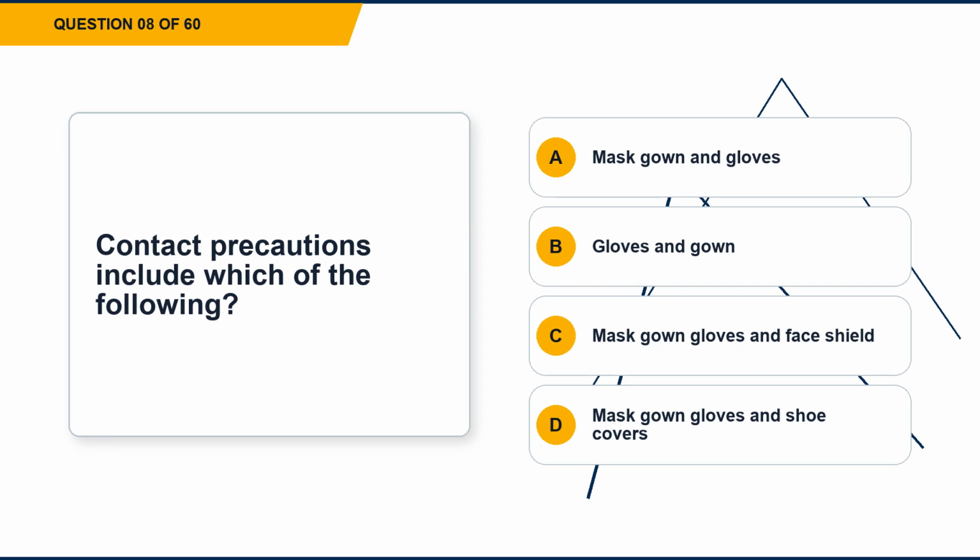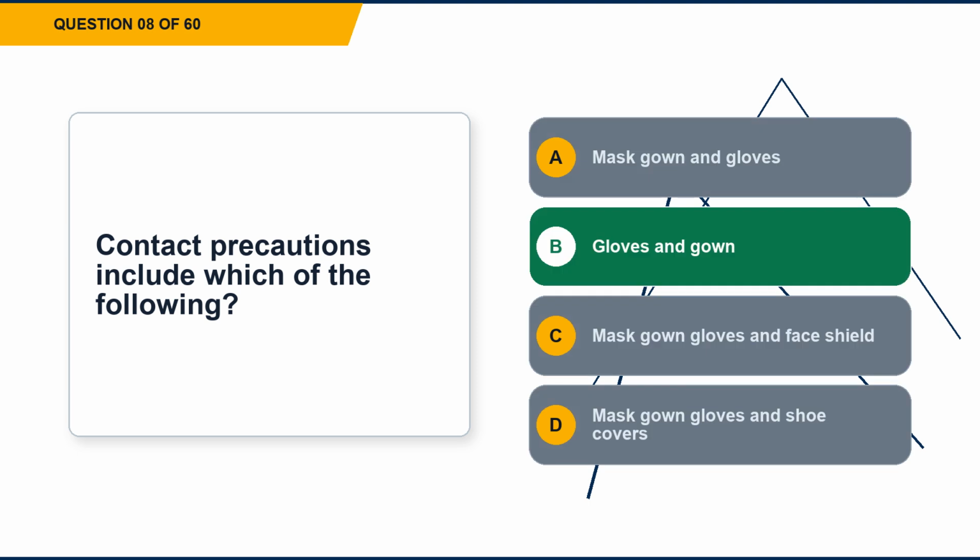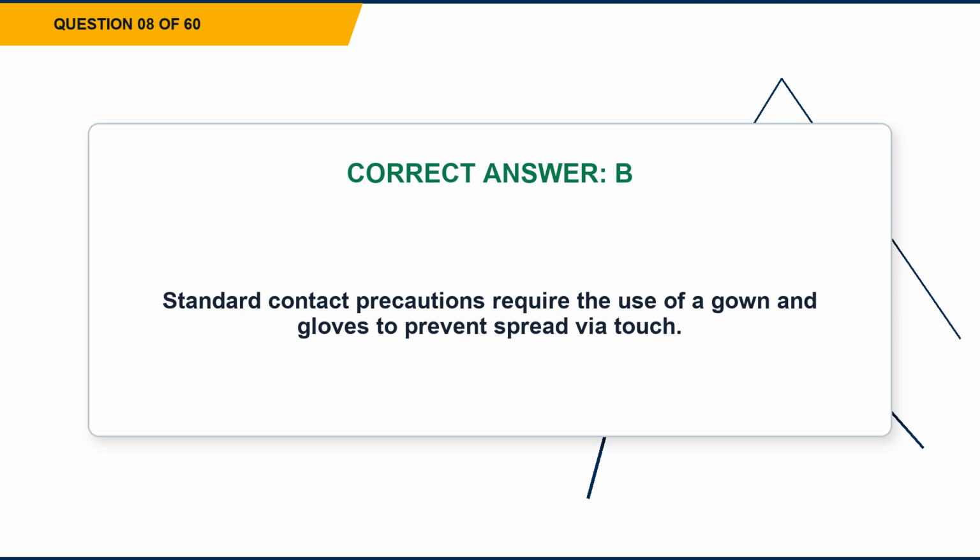Question 8. Contact precautions include which of the following? Option A, mask, gown and gloves. Option B, gloves and gown. Option C, mask, gown, gloves and face shield. Option D, mask, gown, gloves and shoe covers. The correct answer is option B, gloves and gown. Explanation: standard contact precautions require the use of a gown and gloves to prevent spread via touch.